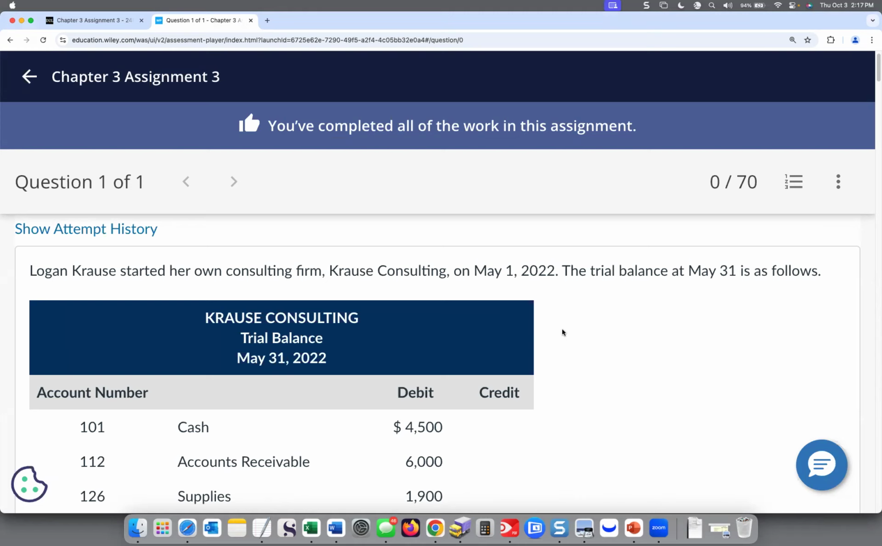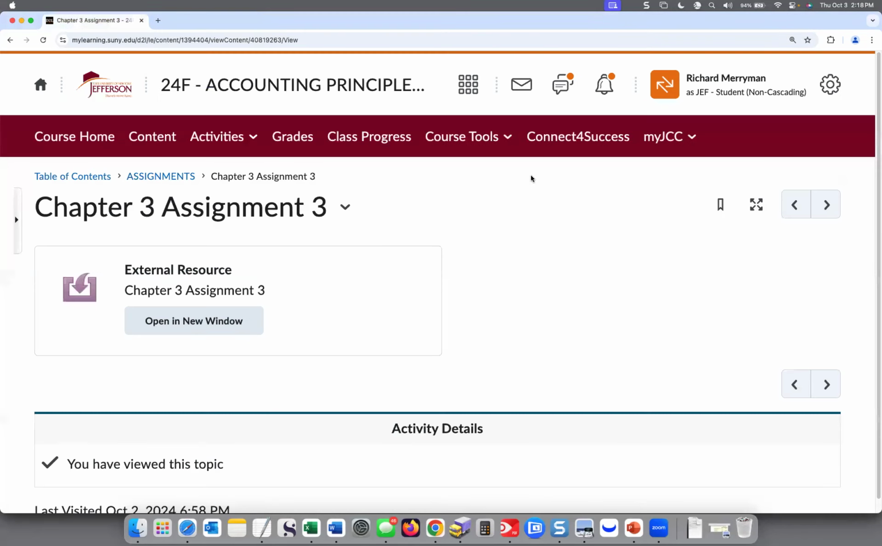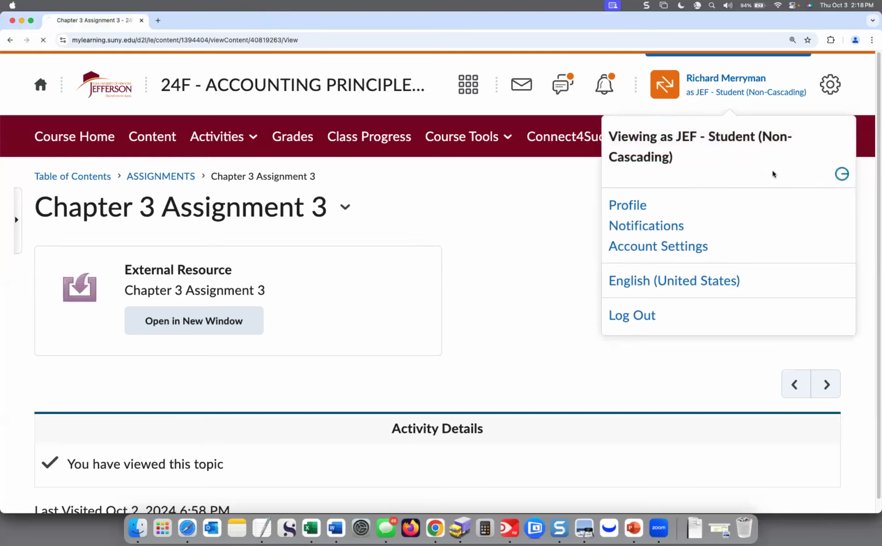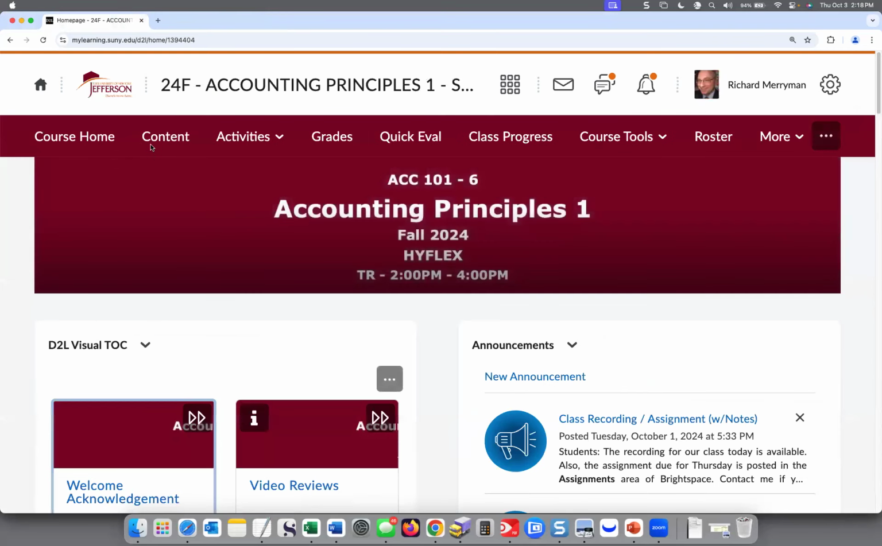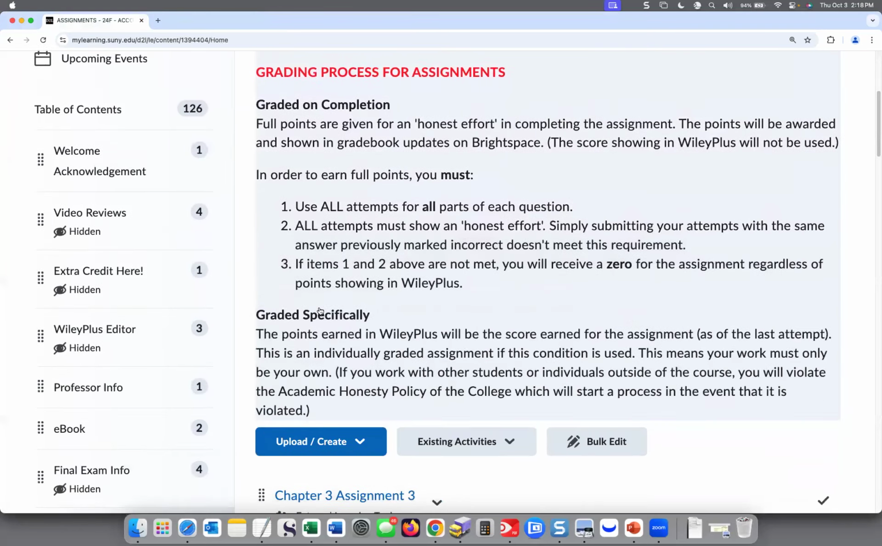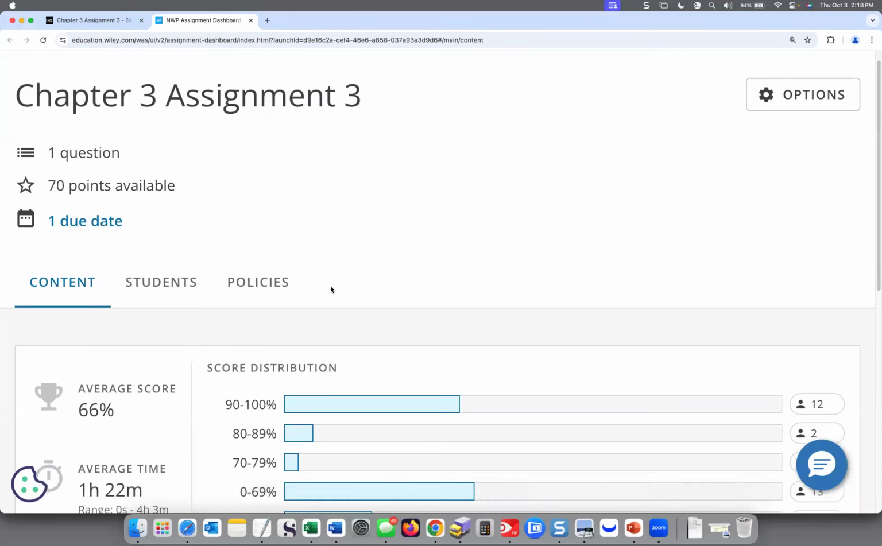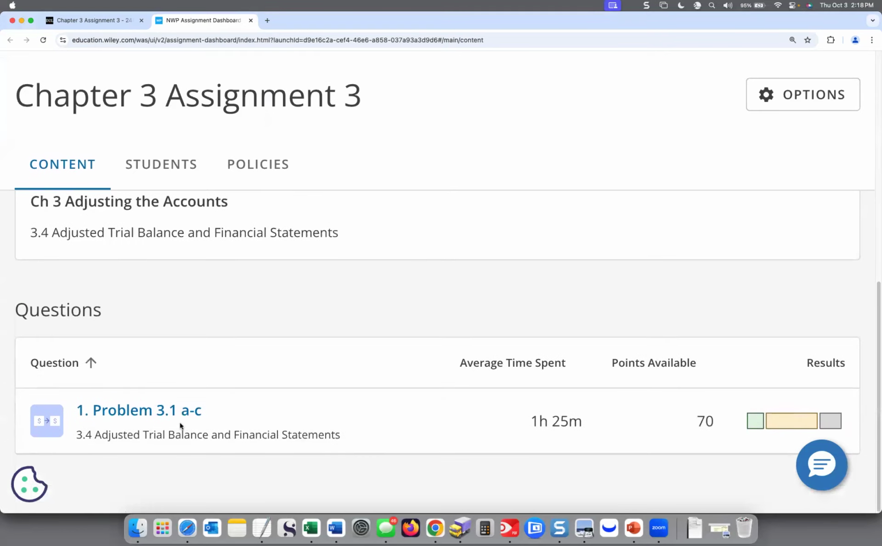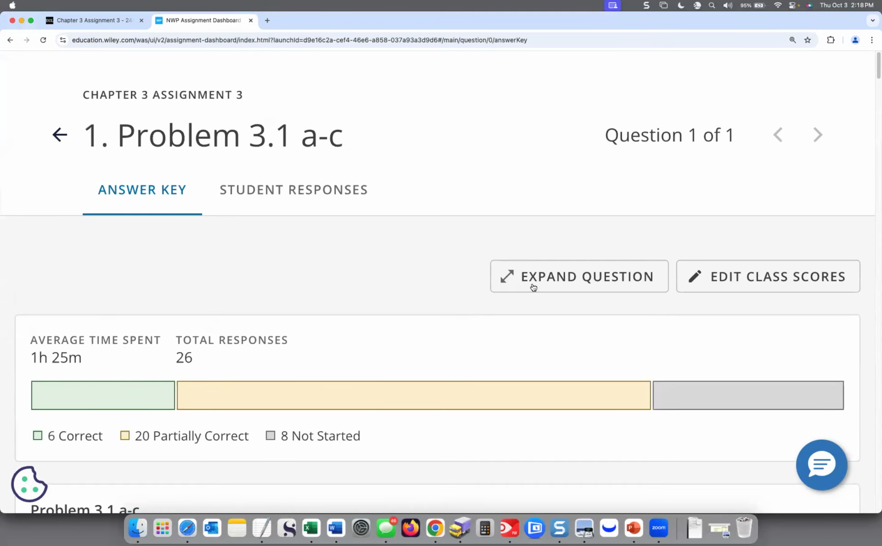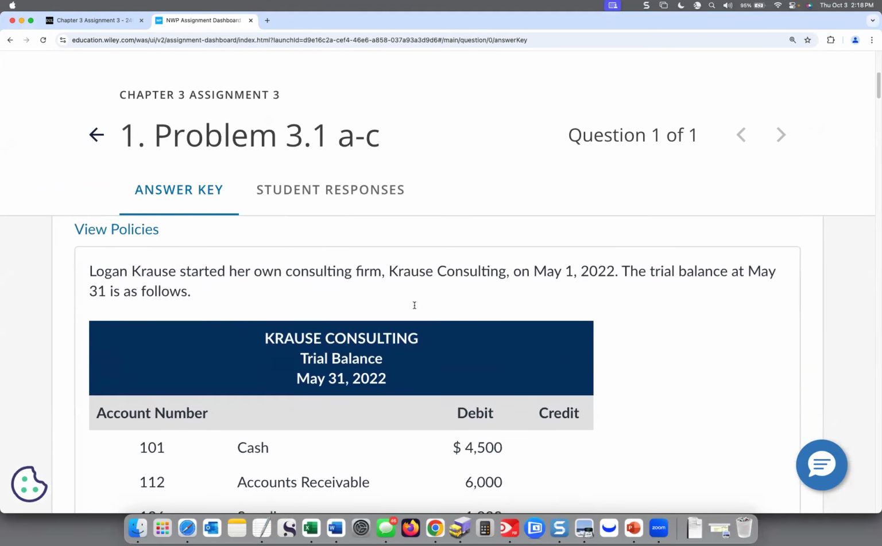So Logan Krause started her own consulting firm, Krause Consulting, on May 1st. And then the trial balance for May 31st is as follows. I'm actually going to go into my instructor mode because I can select the text in my view. Let me go back right in there and click into that because I want to be able to copy and paste these transactions into the notes. Okay. So let me go down and click into the problem. I'll expand it, of course. All right. So here we are again.